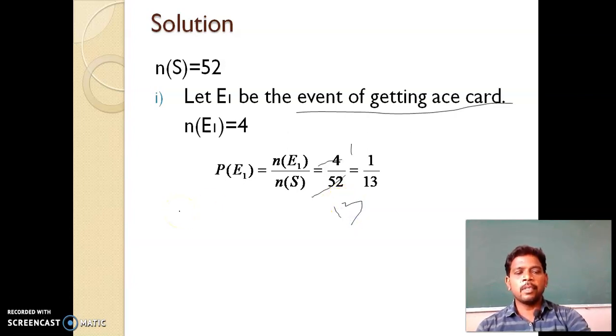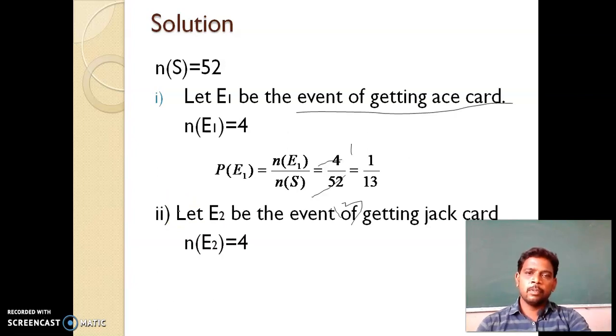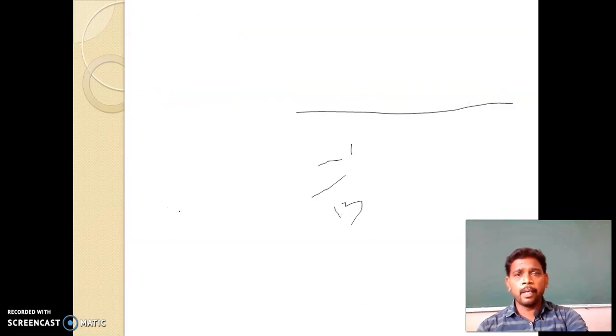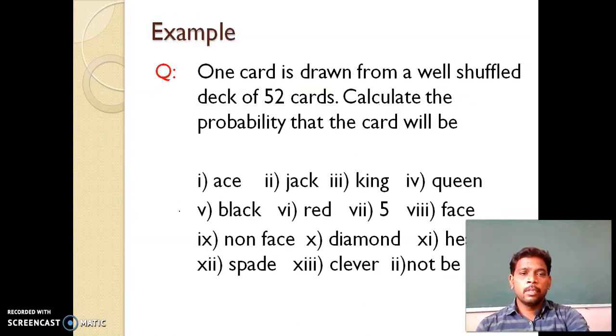And what is the next event? Getting a jack. Let E2 be the event of getting a jack card. So n of E2 is 4, and the answer is 4 by 52, which is 1 by 13. And what about the next one? What is the probability of getting a king? There are also 4 kings, so 4 by 52. And queen, 4 by 52.